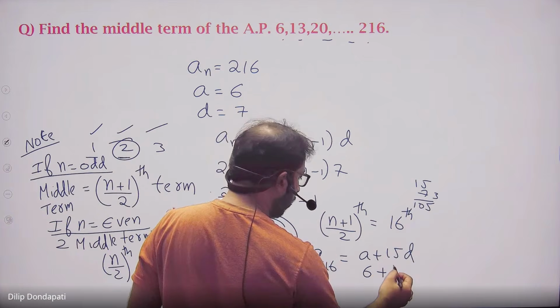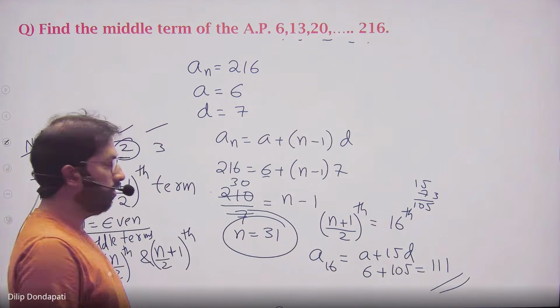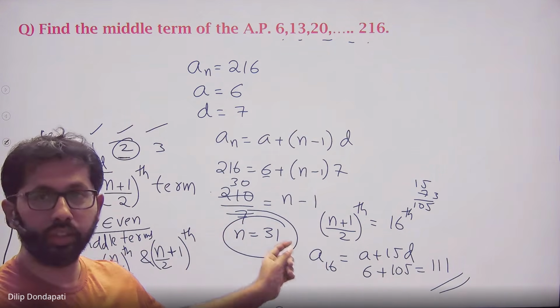105. So 105, so it is 111. Fancy number, है ना? 111. So A16. So it's telling the middle term.